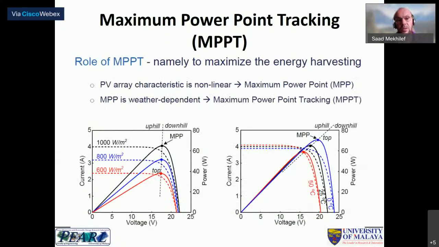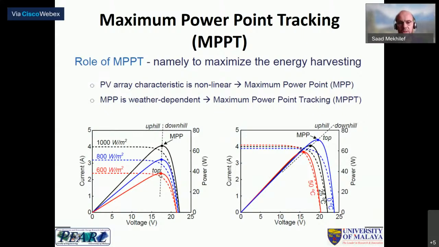What's the role of the MPPT? The maximum power point tracker is a commonly used term, and its role is to track the maximum power. Remember, just now when you saw the different IV curves, there are also different power curves. The IV curves here are for 1000 watts per square meter, 800 watts per square meter, and 600. This gives you different power curves, and different power curves give you different MPPs. And this keeps changing.